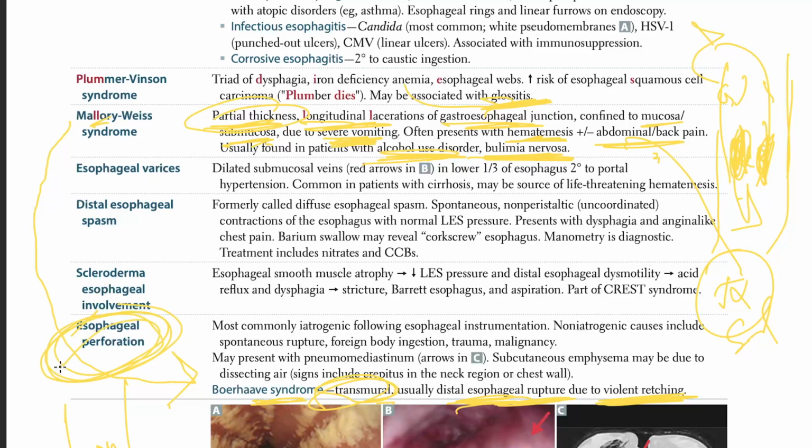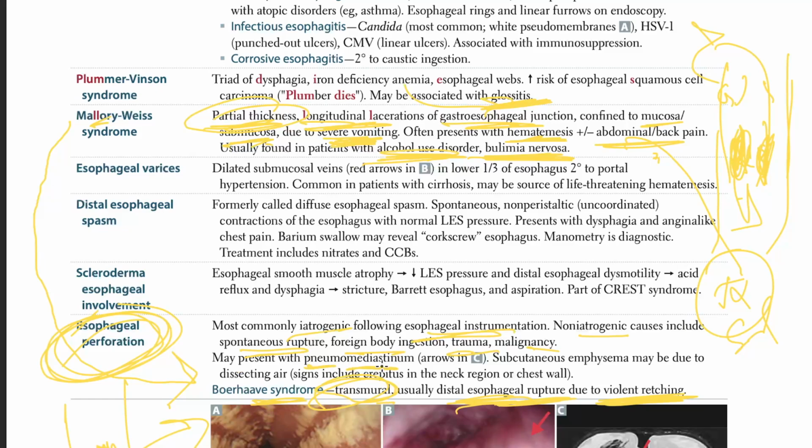So let's read this. It is most commonly iatrogenic following esophageal instrumentation. Iatrogenic due to instrumentation. Non-iatrogenic causes include spontaneous rupture, foreign body ingestion, trauma, and malignancy. So if you have a rupture here, for sure air is going to go out as well. The blood is going to be going off the charts, but we also have air that's going to go out through this full thickness rupture.